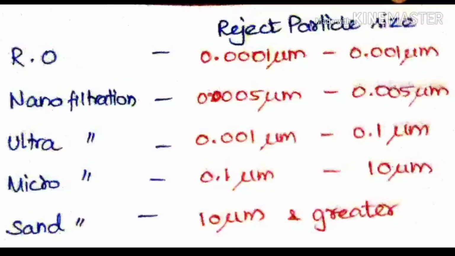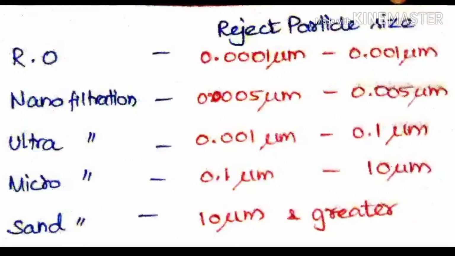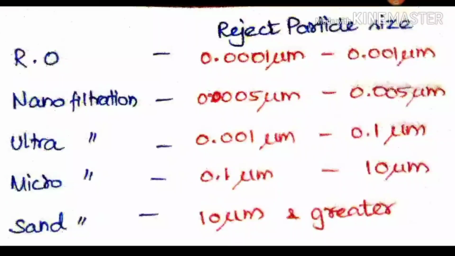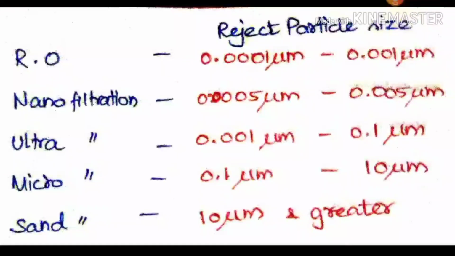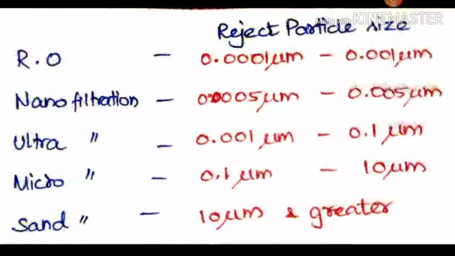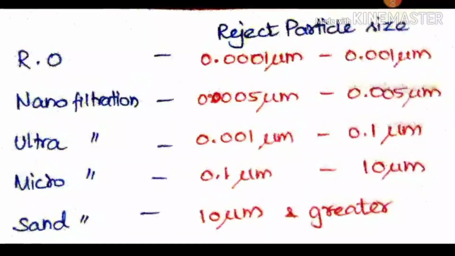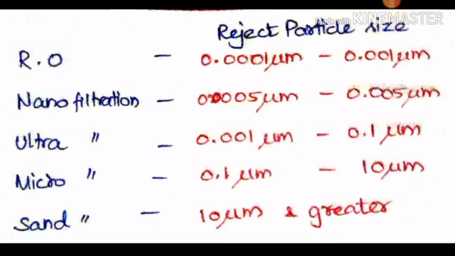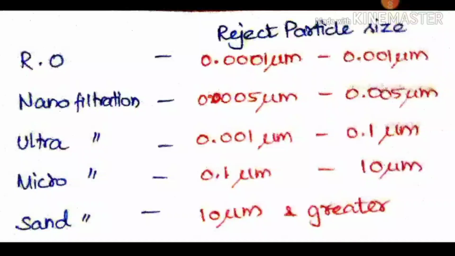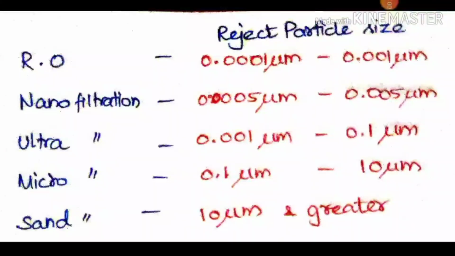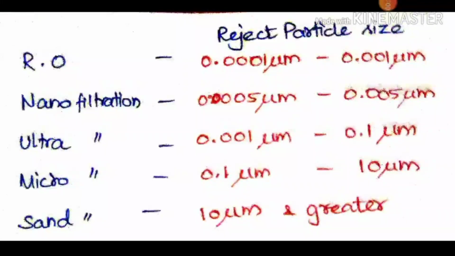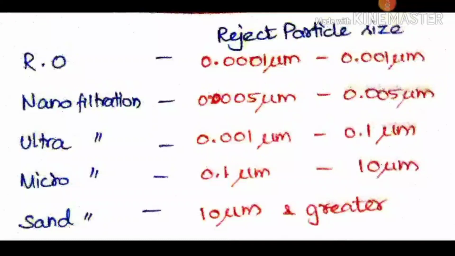Based on the size of the membranes used, the membrane filtration can be classified into various types. The first one is the reverse osmosis process, where the filtered particles are of size 0.1 nanometer to 1 nanometer. The next one is nanofiltration, which is 0.5 nanometer to 5 nanometer. For ultrafiltration it is 0.001 to 0.1 micrometer, and for microfiltration it is 0.1 to 10 micrometer. And sand filtration, the regular rapid and slow sand filtration, is 10 micrometer and greater.